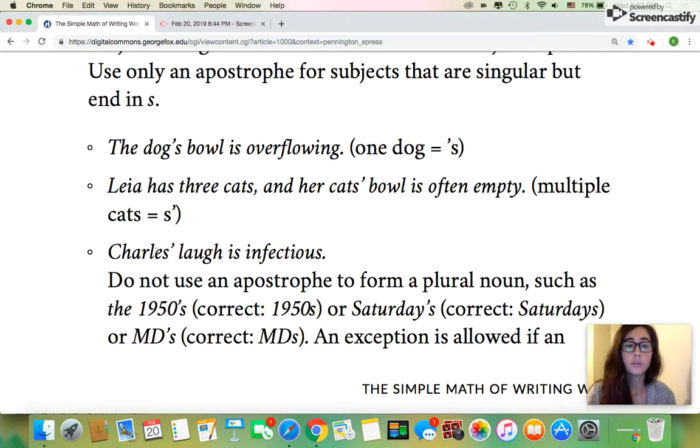Lastly, you can see right here in this sentence, if a singular subject already ends with the letter S, and this can happen a lot with names, you would simply put the apostrophe after that S. So for example, Charles' laugh is infectious. Charles, there's only one Charles, but his name already ends with the letter S. So to show that it's his laugh, show that possession, you would simply put the apostrophe after the S.